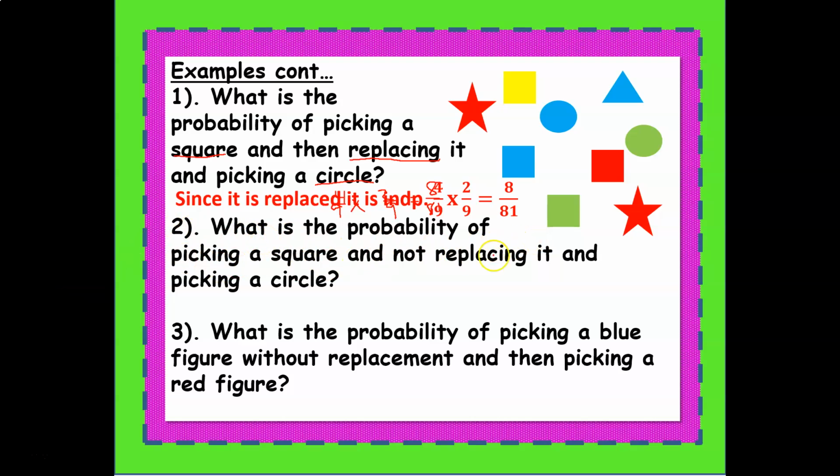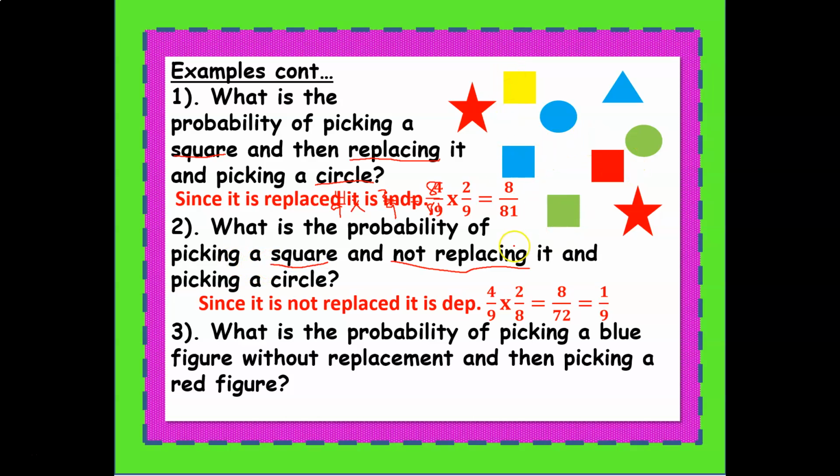What is the probability of picking a square and not replacing it and picking a circle? So is this going to be an independent or a dependent event? It's going to be dependent because we're not replacing it. So the probability of picking a square is 4/9. Then not replacing our square, so then there's 2 circles out of 8. So we end up with 8/72 or 1/9.